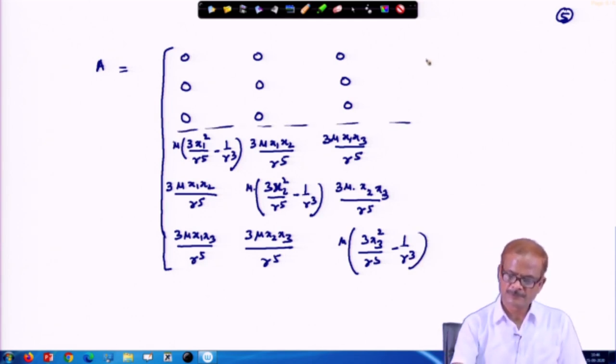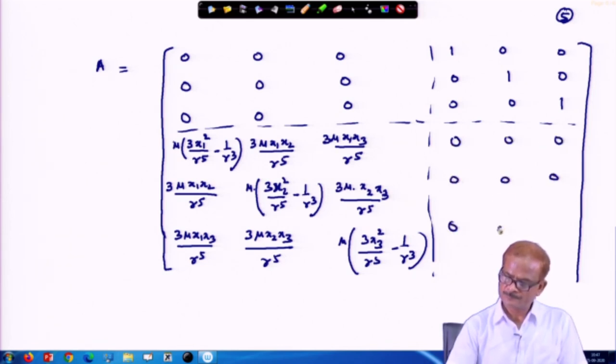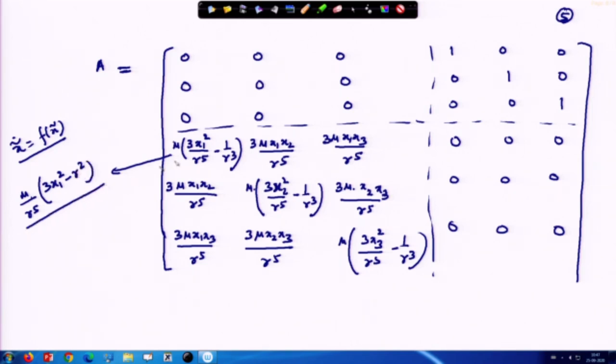Okay, so, this constitutes your 9 into 9, 18 elements, and the rest of the elements are 1, 0, 0, 0, 1, 0, and here in this place. Okay, so this is your A, the Jacobian matrix, which we have got after linearizing the equation x tilde dot equal to f x tilde. And this term can briefly also be written as mu by r to the power 5 times 3 x 1 square minus r square. So, this way also we can write, it is not a problem.